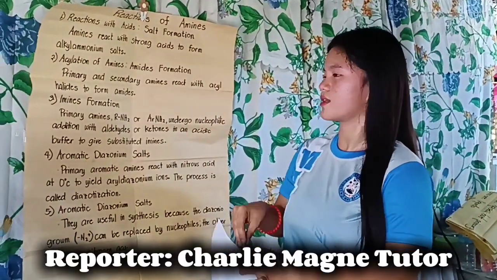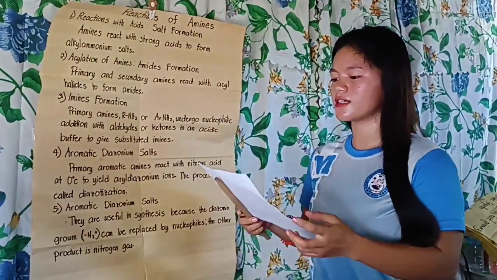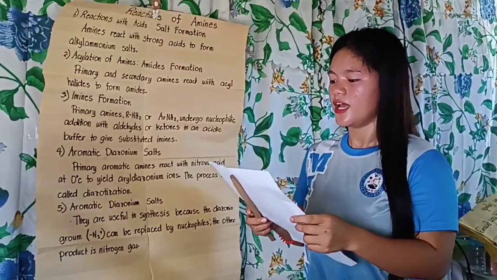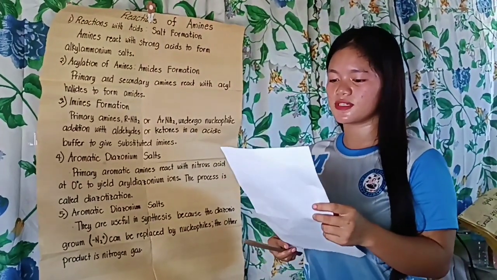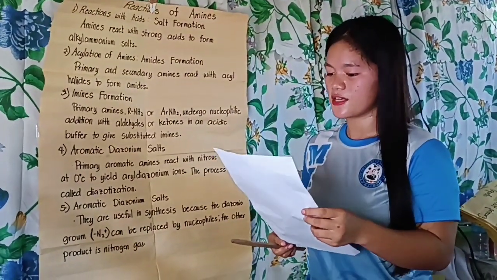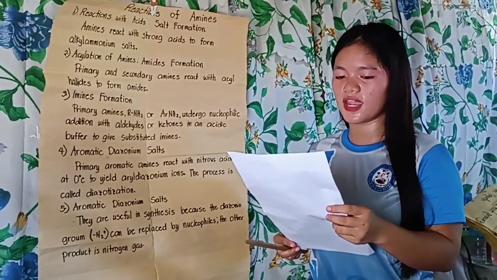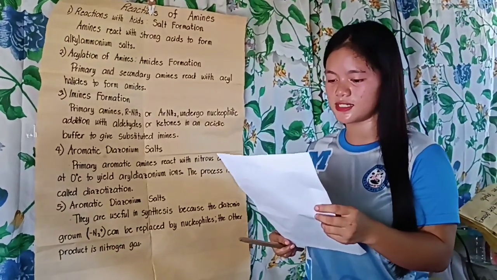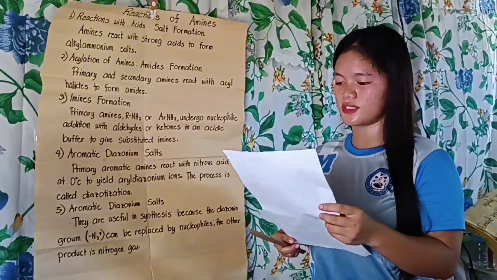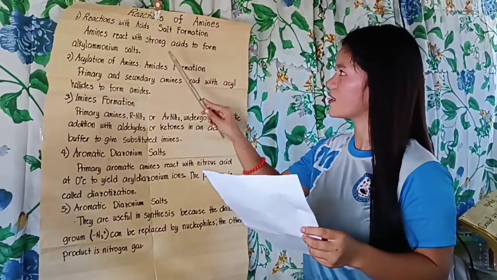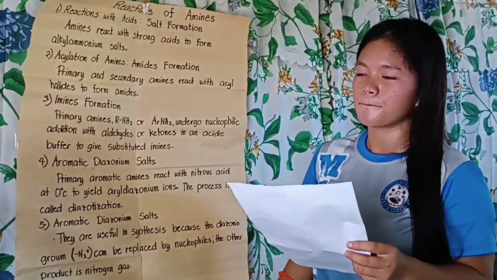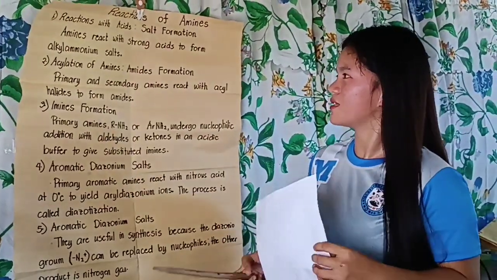Today, I will explain the reactions of amines. Amines are chemicals that contain nitrogen. They can react with other substances in different ways. These reactions help us create useful products like medicines, dyes, and cleaning agents. So here are the main reactions of amines.